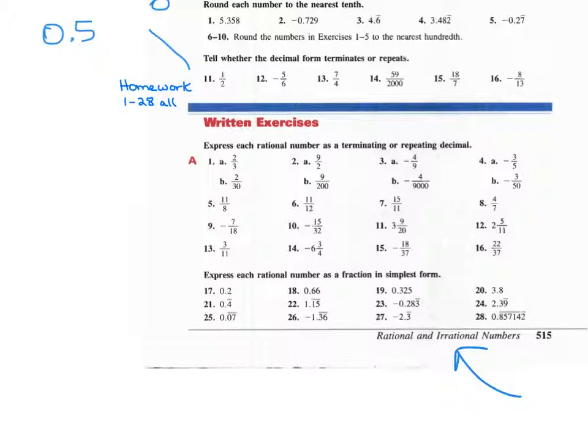So that is all for 11-2. Tomorrow we're going to look at finding square roots. Tomorrow's square roots will be perfect squares. Then the next week we'll do the non-perfect squares.